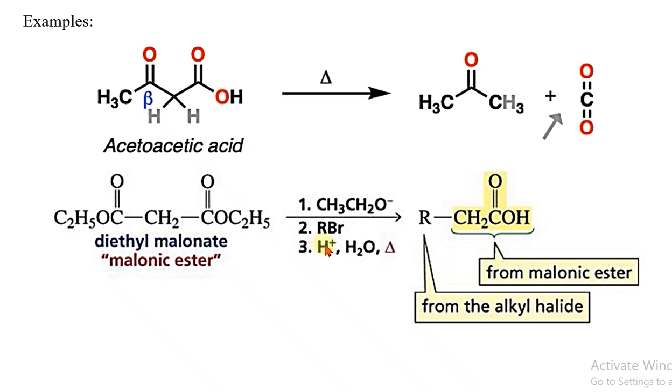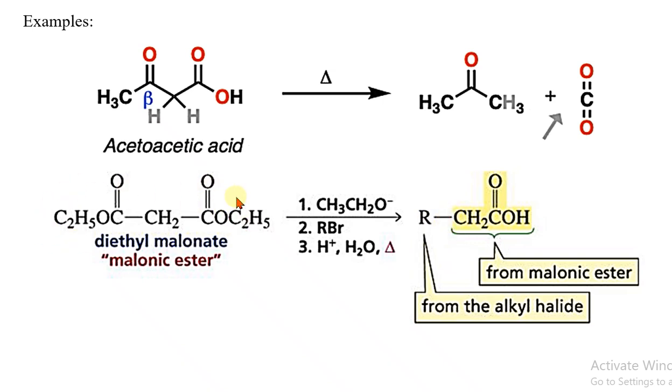Step number 3, hydrolysis and heating. The hydrolysis converts the ester group to the acid. Both of them, this and this, are converted to the acid. And one of them will lose CO2. So for example, this one will lose CO2. So what we have here is an R alkyl group, CH2 and a carboxylic acid group, R CH2 and carboxylic acid group.